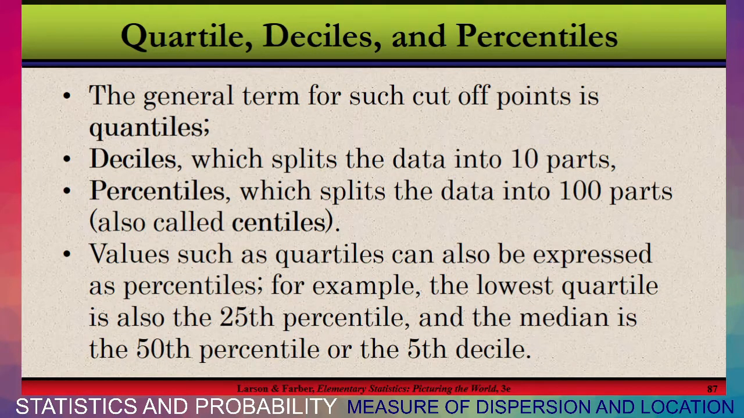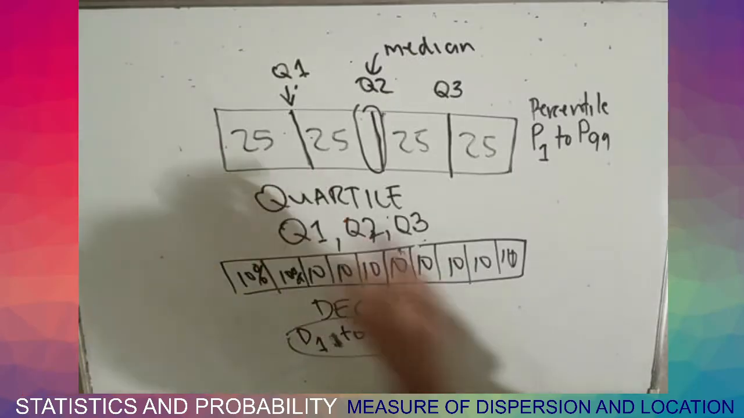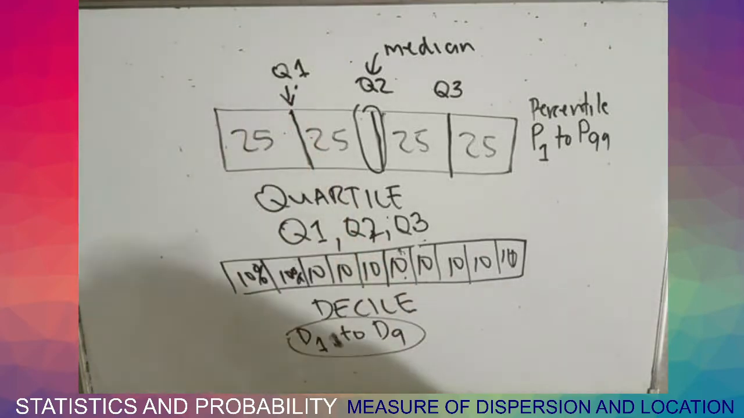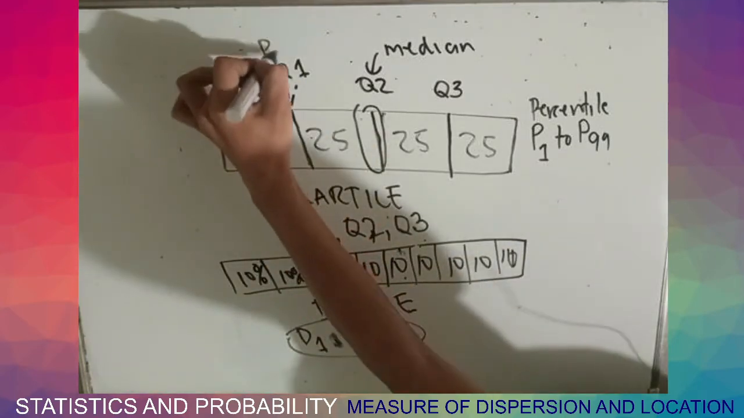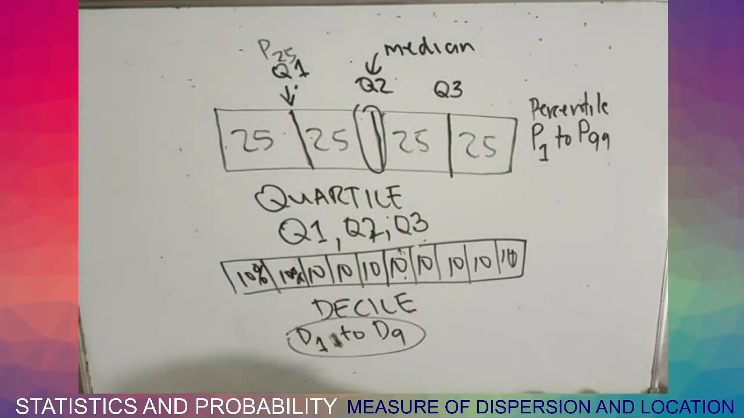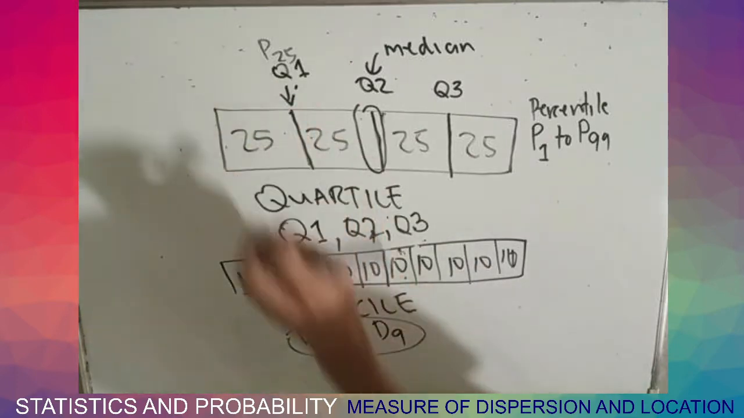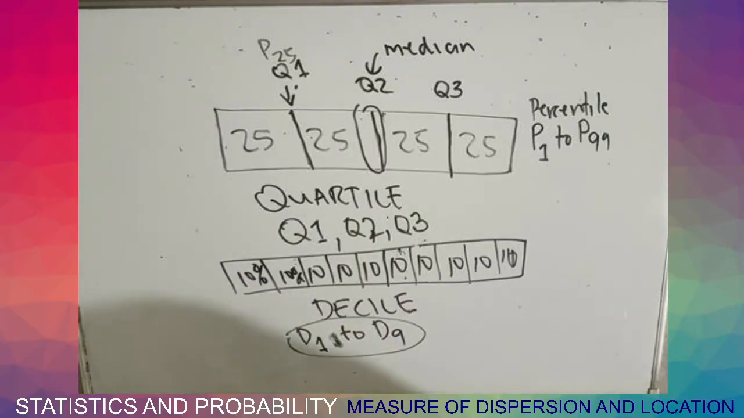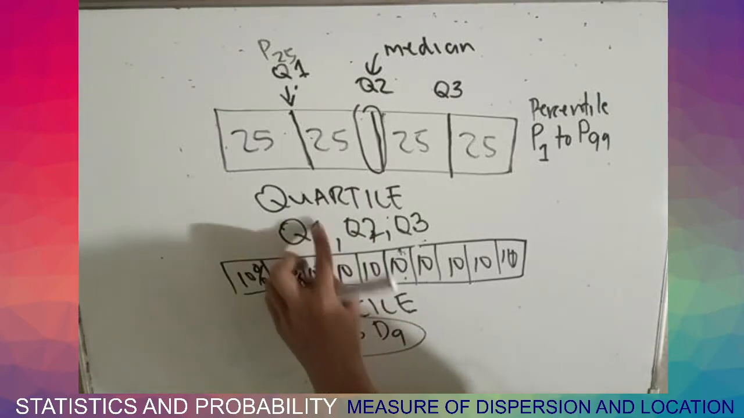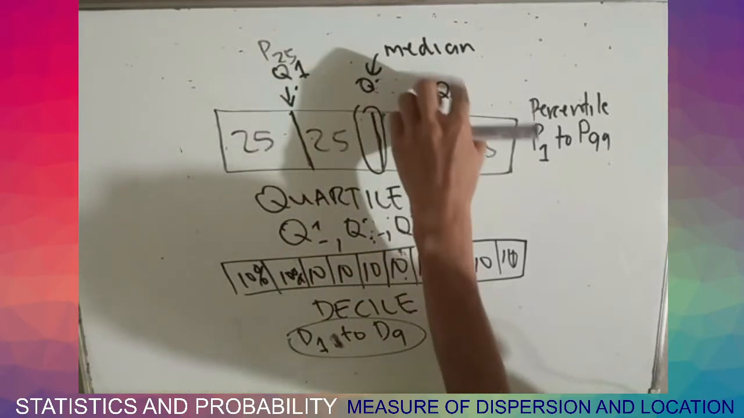Okay. Nakalagay ito, values such as quartiles can also be expressed as percentiles. For example, the lowest quartile is also the 25th percentile. Pakita natin dito sa quartile. Ito daw, si Q1 is the P25 or P sub 25, the 25th percentile location ng percentile, pero equivalent siya sa Q sub 1 sa quartile. Okay, para malinaw tayo.